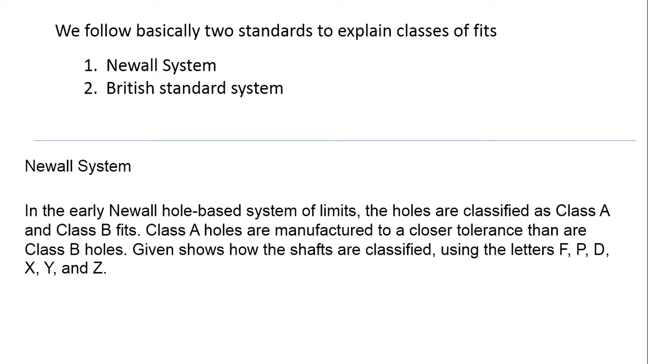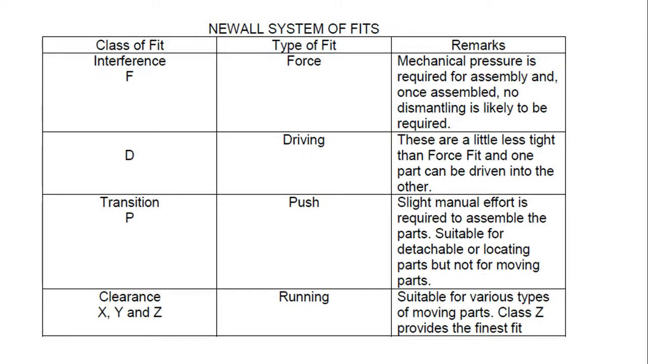That means the tolerance of class A is closer than B. When we talk about the shaft, it is designated by F, P, D, X, Y, Z. So we have six letters we can use. This table will help you better understand the shaft.